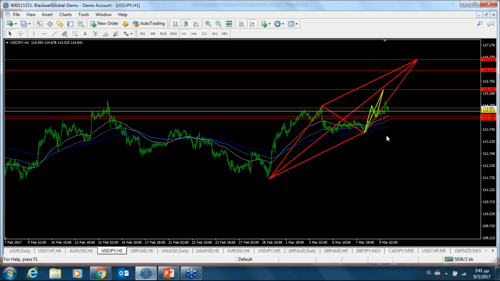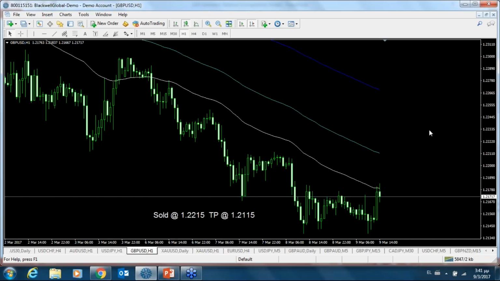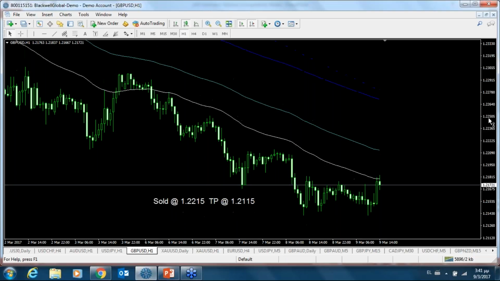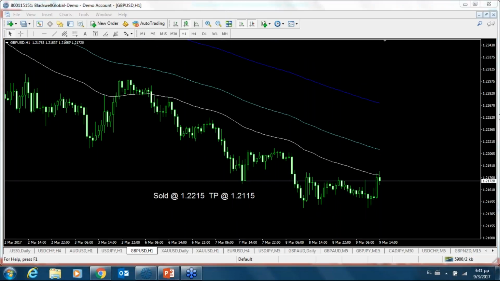Now let's also look into GBP USD because we have got quite a number of interests there. As I see from various bank reports as well, the most recent interest was selling at 1.2215, and they want to take profit at 2115. So that 2115 area, let's just see. Now we still find lots of resistance here.